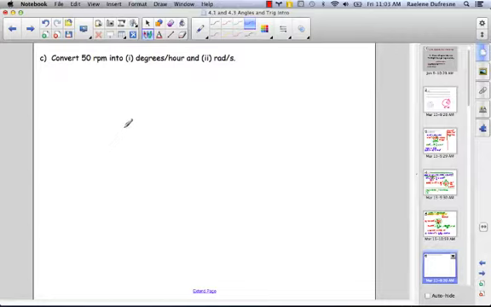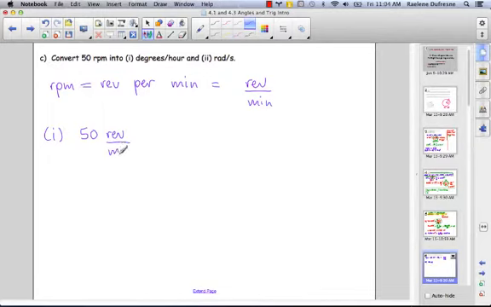Let's convert 50 RPM, which stands for revolutions per minute, or simply revolutions over minute. And we want to convert 50 RPM into degrees per hour. So the first thing we will do is see 50 rev per minute. We want to get rid of revolutions in favor of degrees. So we need a conversion factor that will get rid of revolutions and leave us with degrees. So again, we ask the question, how many degrees belong to how many revolutions? And we know that there are 360 degrees for 1 revolution.